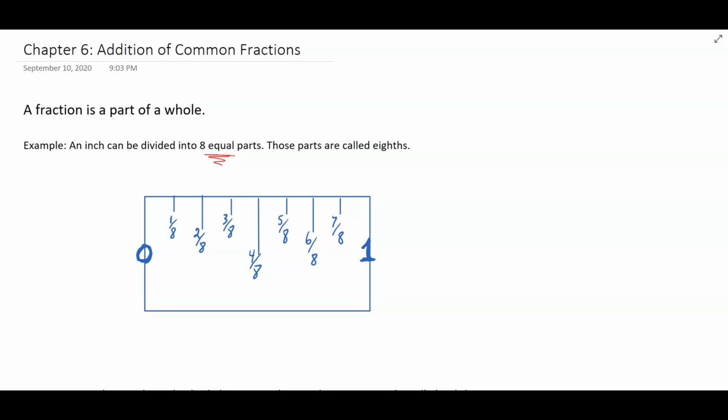So I've shown a section of a measuring tape here, or ruler, with the 0 marker right there and the 1. So this whole distance is 1 inch. And that inch has been divided into 8 equal parts, which are shown here, here, and so on, right? And each of those are eighths.